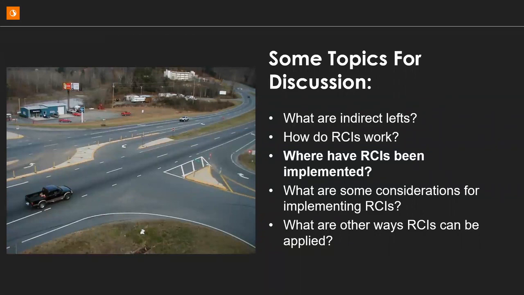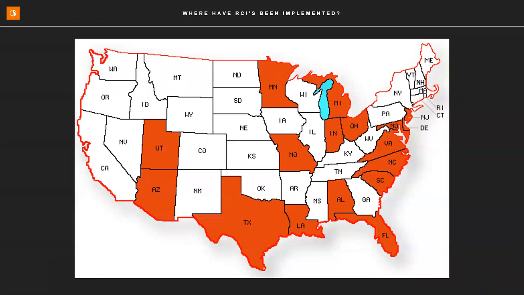So now that we've covered what indirect lefts are and how RCIs work, let's take a look at where RCIs have been implemented so far. There are at least 17 states that have incorporated some form of an RCI, be it the median U-turn, Michigan lefts, R-cuts, super streets, etc. I guess there are far more states that have implemented at least one of these intersections with redirected movements. Unfortunately, it's difficult to keep a national inventory of all these locations.